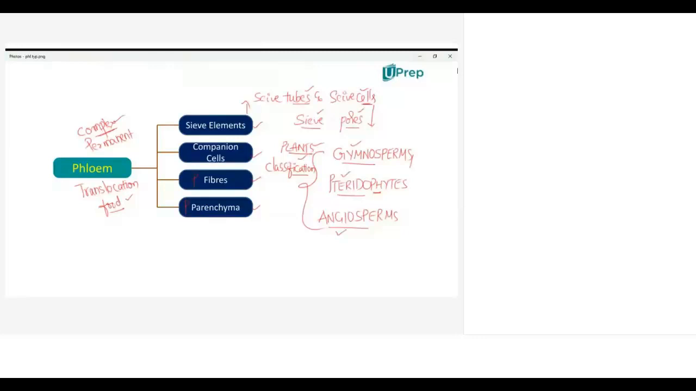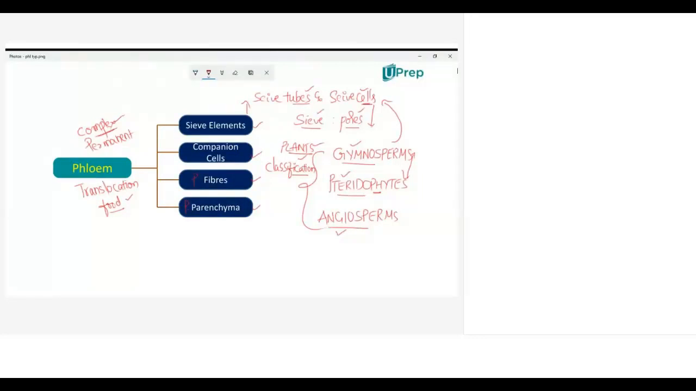So here when you take the gymnosperms and pteridophytes, both are primitive in nature. So they'll possess only sieve cells. And in xylem also, they'll possess only tracheids. In other words, we can say tracheids in xylem tissue, I said, are primitive tissue, primitive cells. So we'll find primitive cells or primitive tissues in gymnosperms and pteridophytes. Okay, these groups of plants we call primitive type of plants.